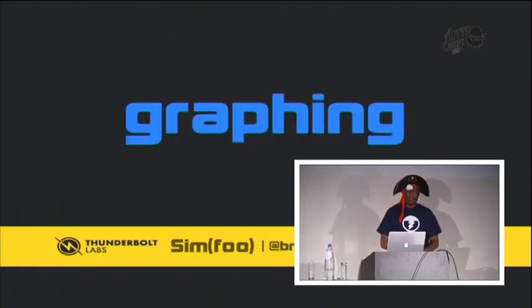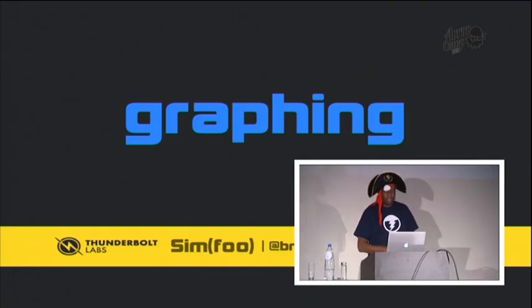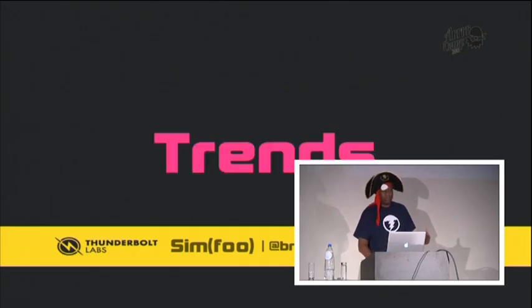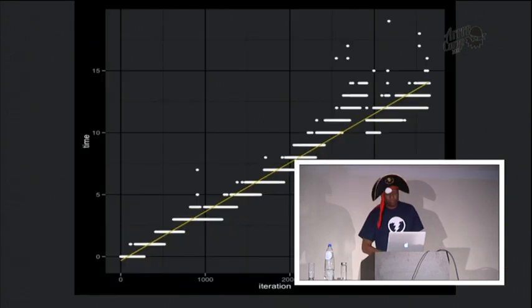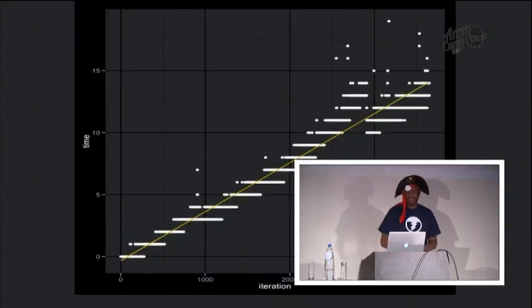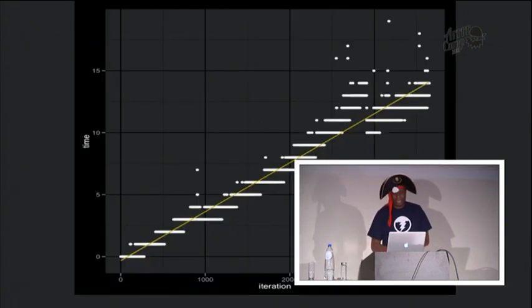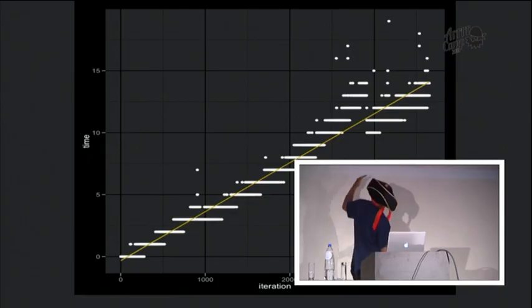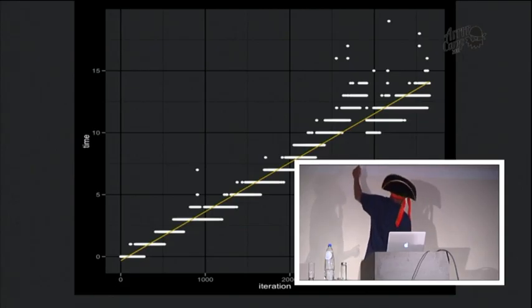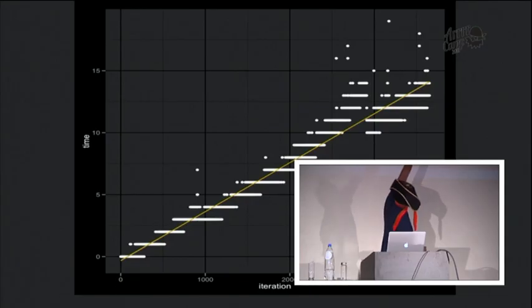So to keep it moving along, let's talk about graphing, because when you have simulations, you need some kind of output, and I generally like to use graphs because people like to see graphs. So what do we graph? We graph trends. This is an interesting graph right here. This is a graph of the runtime in Ruby 1.9.3 of the simulation. So it's pretty constant. It goes up. You'll notice that as the iterations go, it goes up. And you'll notice towards the end that some of the dots don't appear to be on the line anymore.